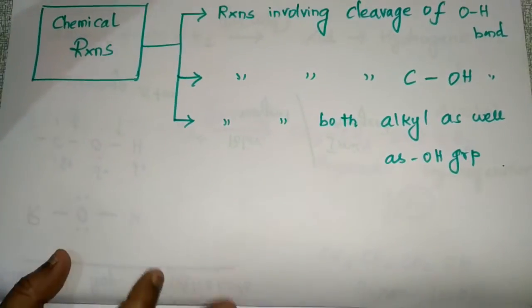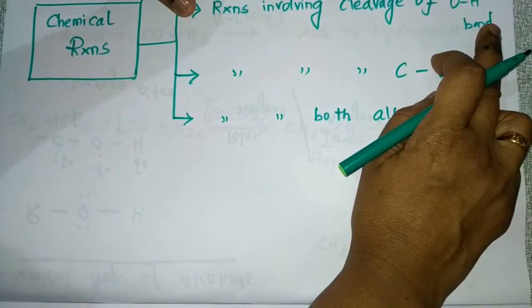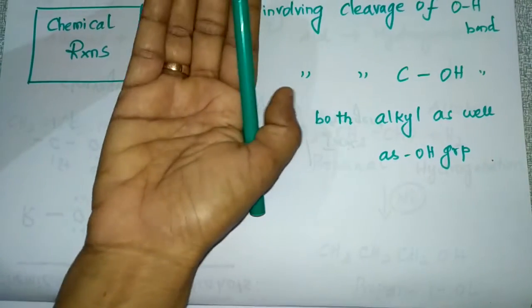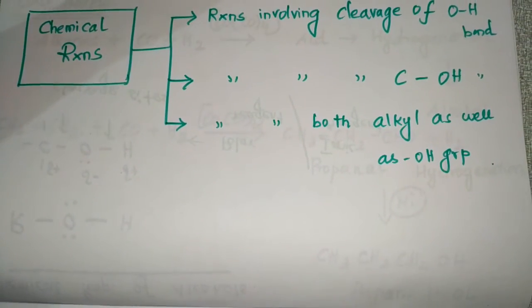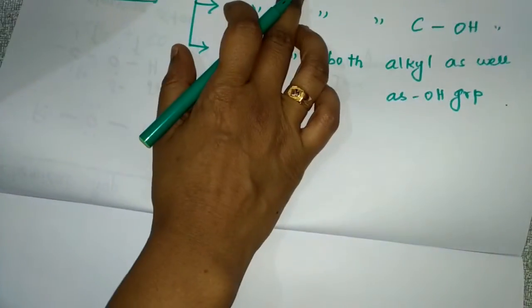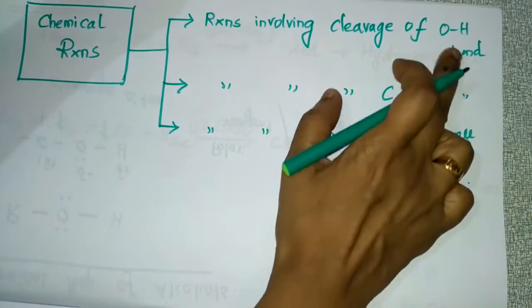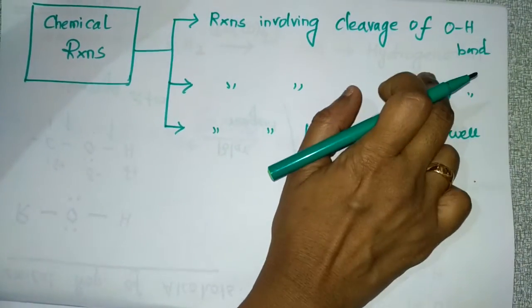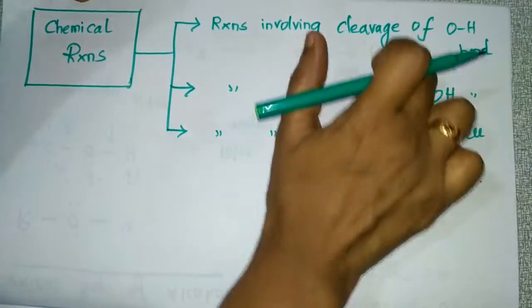Now what I'm going to do is, first I'll explain the cleavage of the OH bond, and based on that we will see the reactions. Then it will be easy for you to understand. So first I'll tell you about reactions involving cleavage of the OH bond. Under this only we are going to see the acidic character of alcohol.